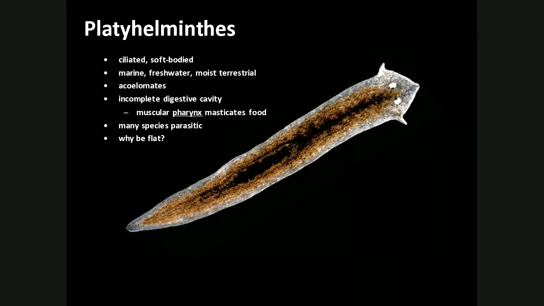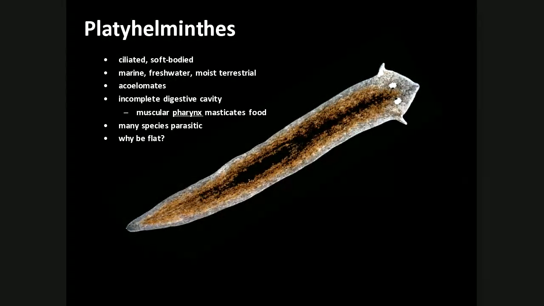Weird group. Soft-bodied critters, ciliated, found everywhere. This critter here, for example, this planarian, is very often found in soil, so terrestrial. No body cavity, so if you cut this guy open, all you would have is the digestive cavity, but you wouldn't have that body cavity between the ectoderm, or the outside, and the digestive system.